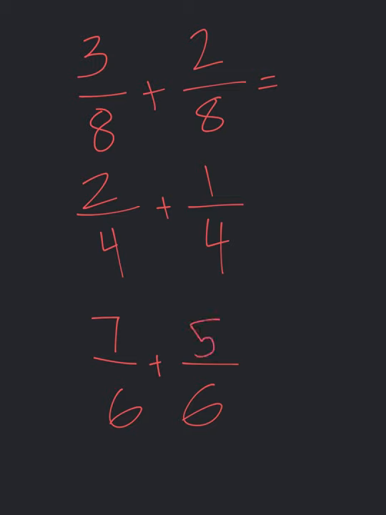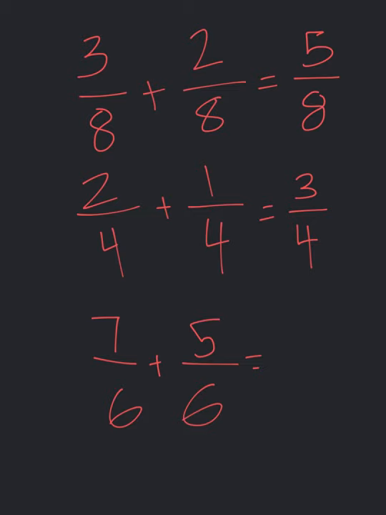So 3/8 plus 2/8 is going to be, well, 3 plus 2 is 5. We do not add the bottoms together. We just leave the 8 there because remember, we're just talking about adding 1/8 pieces together. So we have 5 1/8 pieces, so that's just going to be 5/8. Same thing here. We're going to be talking about having 2 plus 1, so that would be 2 1/4 pieces plus 1 1/4 piece. So that's going to be 3 1/4 pieces, or 3/4.